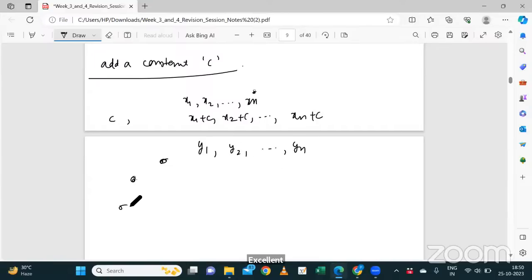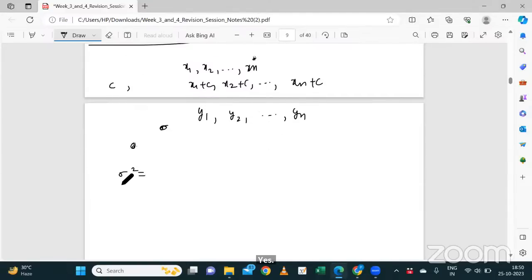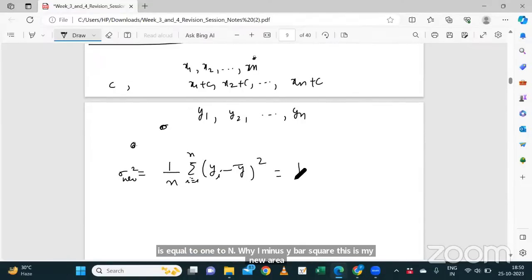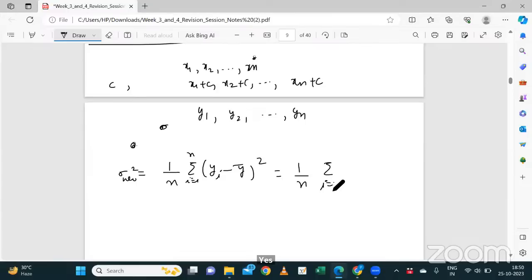Let's treat these as y1, y2 up to yn. Now what will be my new variance? Sigma square new will be 1 upon n, summation i equals 1 to n, yi minus y bar whole square. Now let's put the values here. What is yi? It is xi plus c. What is y bar? y bar represents the mean of the new data set, so it is x bar plus c.